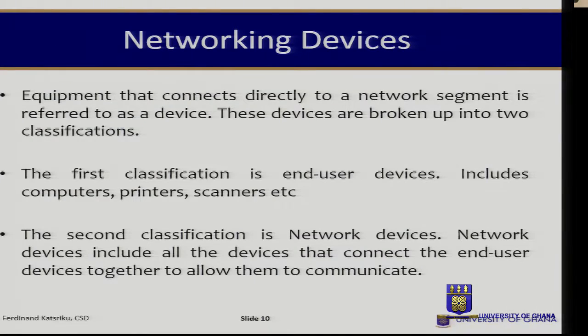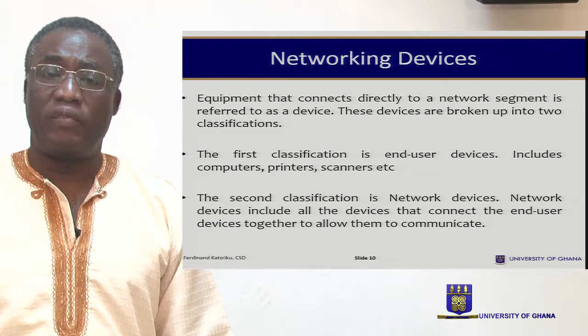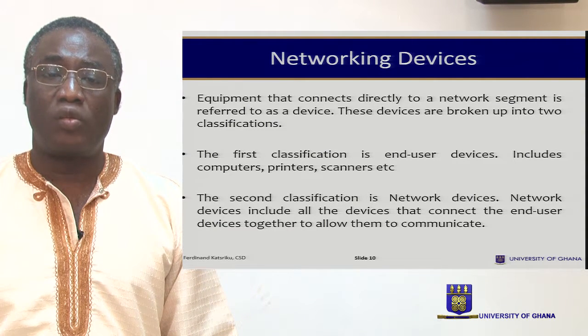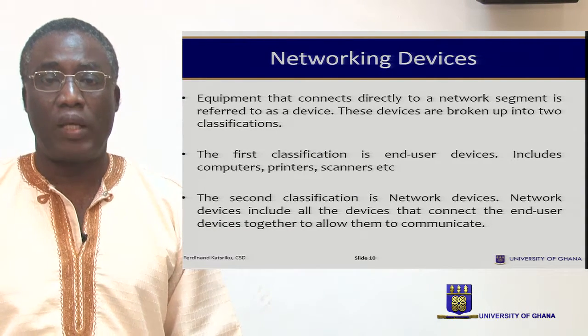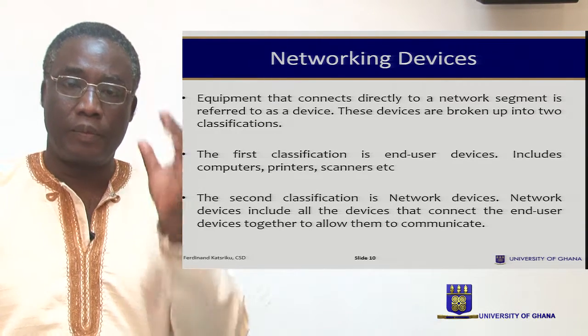Now, equipment that connects directly to a network segment is referred to as a device. These devices are broken up into 2 classifications. There are the end-user devices, which include computers, printers, and scanners. And then there are the network devices, which include all the devices that connect the end users together to allow them to communicate. So there are 2 classifications: end-user devices and network devices.